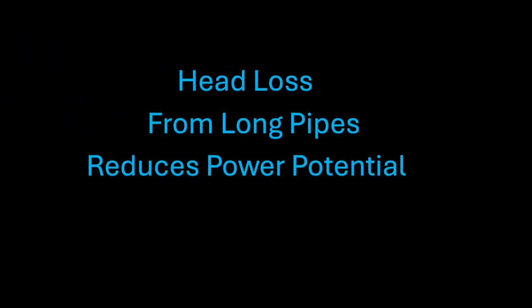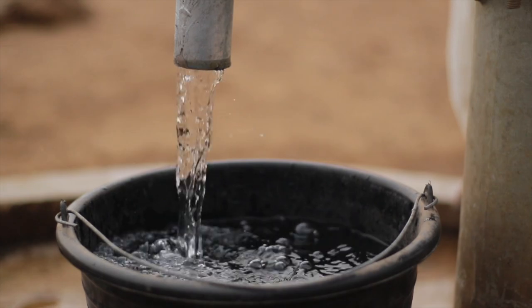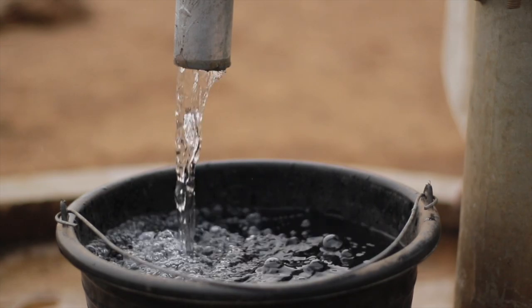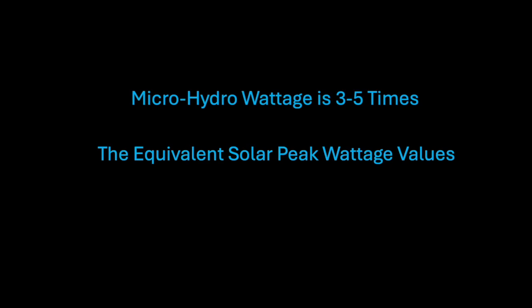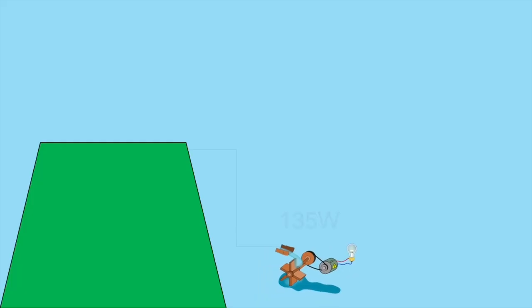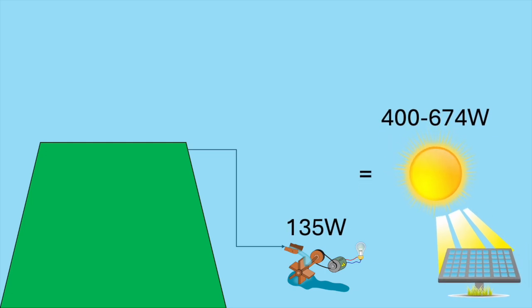Remember, the calculation is the theoretical maximum, assuming a system efficiency of 50%. In addition, head loss will result from the length of the pipe used. This approximation is not a perfect calculation, but will get you in the ballpark. Remember that hydroelectric generation creates the same amount of power as a solar system with 3 to 5 times the peak wattage rating. So, from our example, the hydro generator will replace a solar setup of 400 to 675 watts since it provides power continuously.